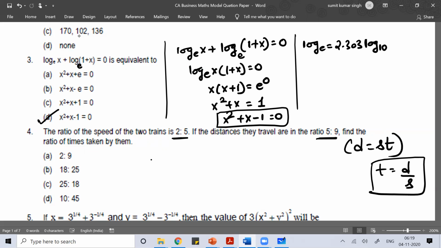The ratio of the distance of the two cars is 5 is to 9. So I can take the ratio of the time, t1 by t2. Suppose the distance of this one is 5a and its speed is 2b. Another distance is 9a, and the speed of that is 5b. Fine, so you can solve this simple problem.